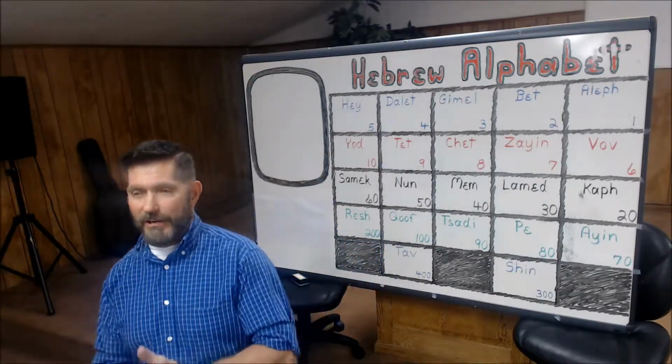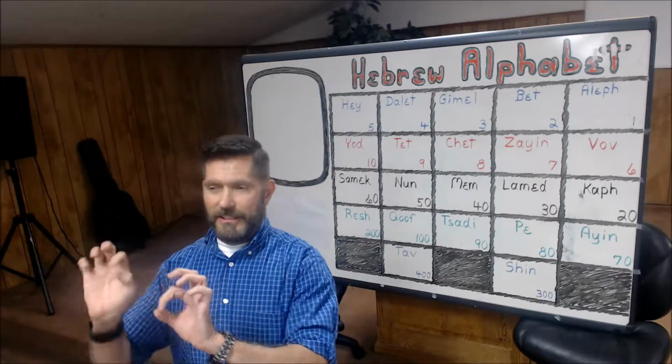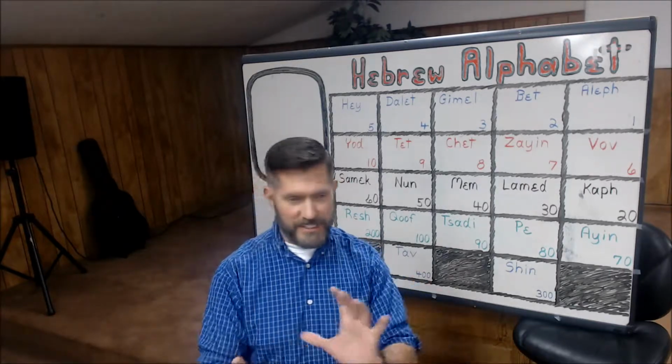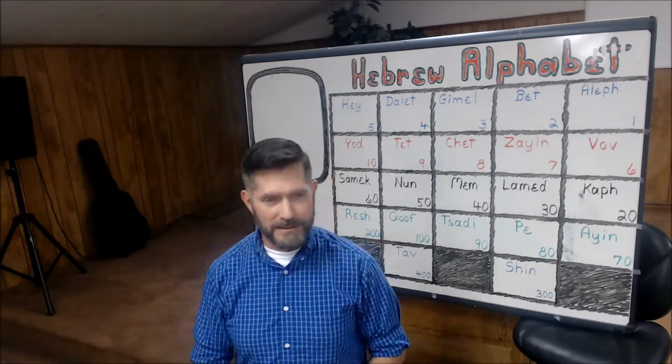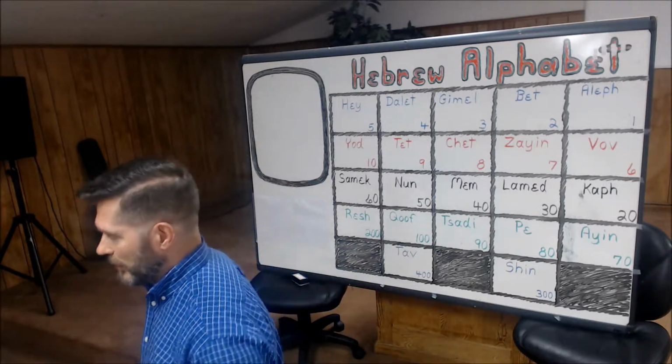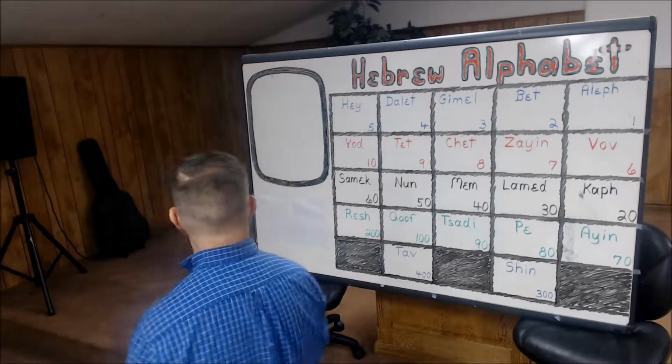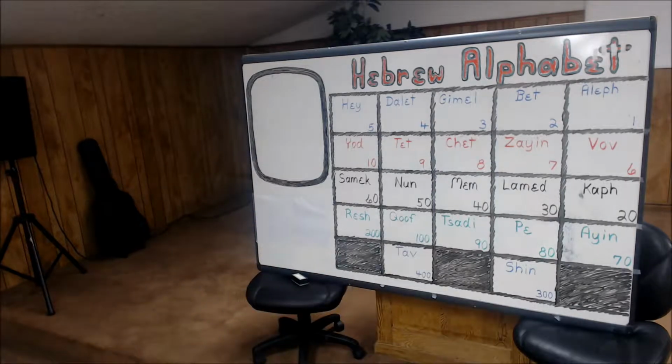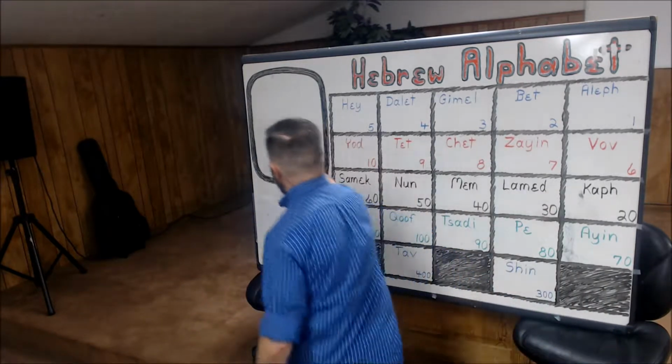There are 5 letters in the Hebrew alphabet that have other letters that make different sounds and they look a little bit different. We're not going to be covering those. We're just going to cover the 22 Hebrew letters, okay? What I'm going to do is write them up here. I'm going to show you how to write them.